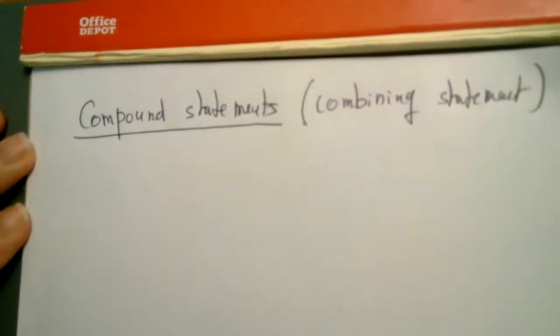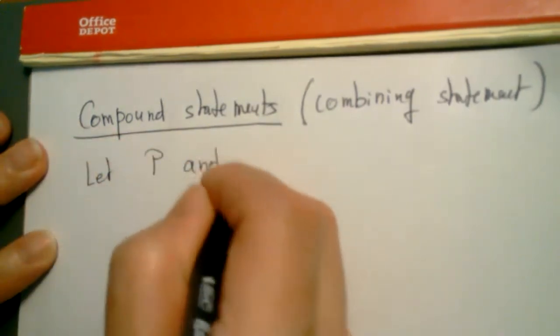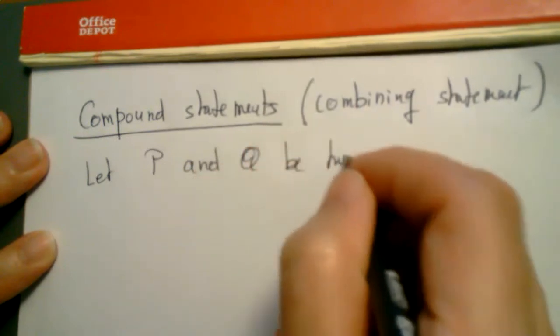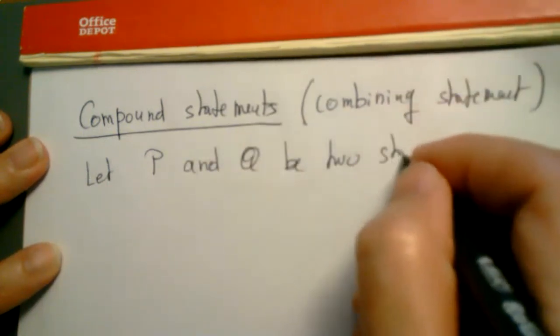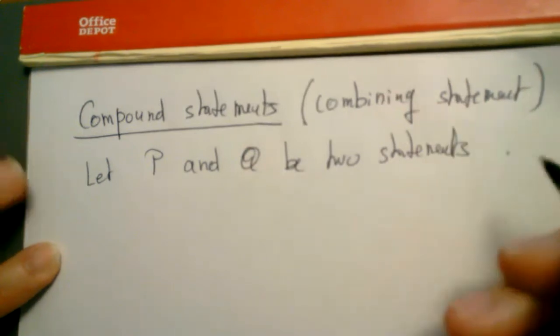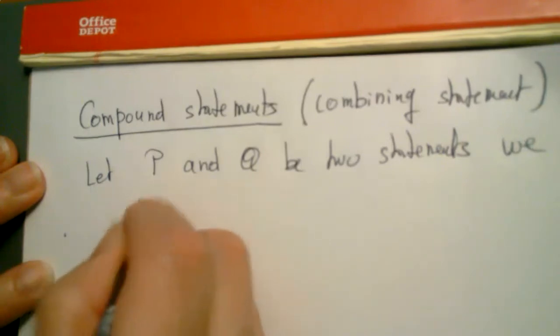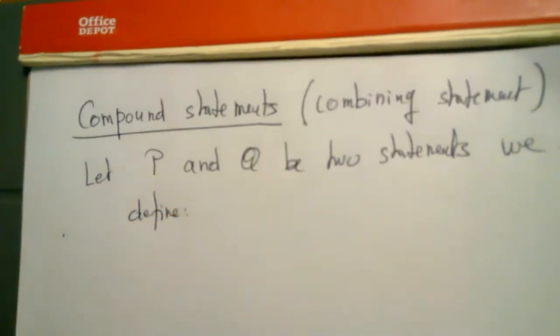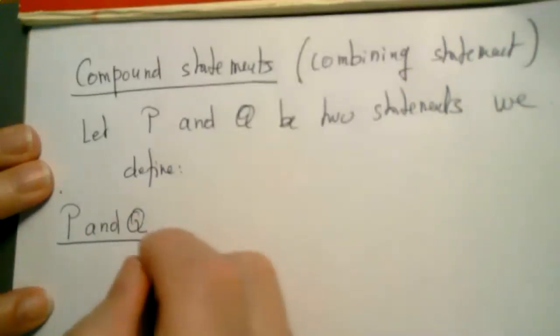All right. Suppose I have two statements, P and Q. Let P and Q be two statements. It means P is a sentence which is true or false, and Q is another sentence which is true or false. So each one of them has a value. All right, then we define the first new statement, the statement that we call P and Q. So that's a new statement.